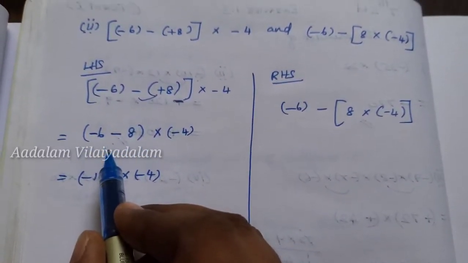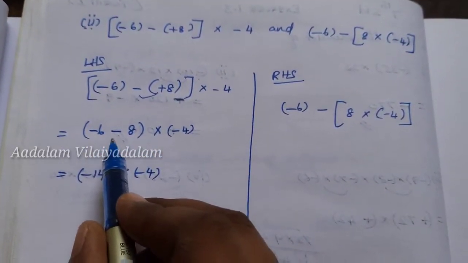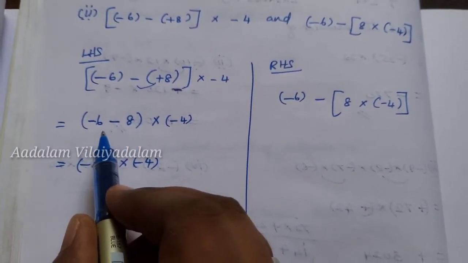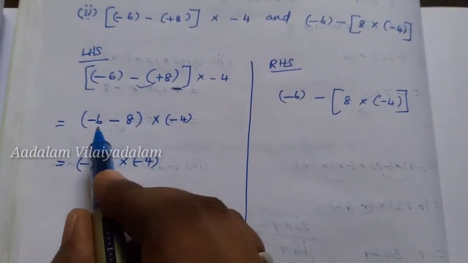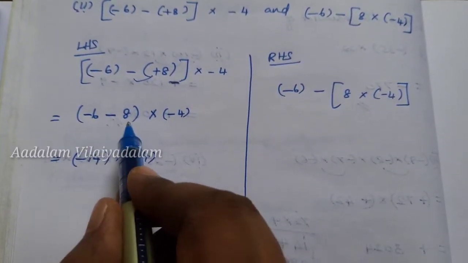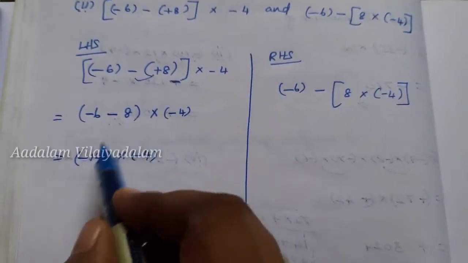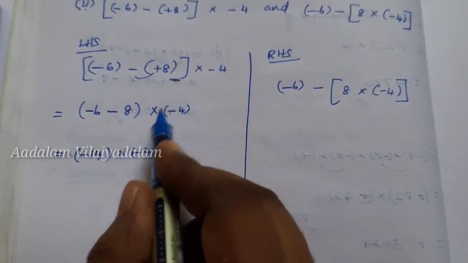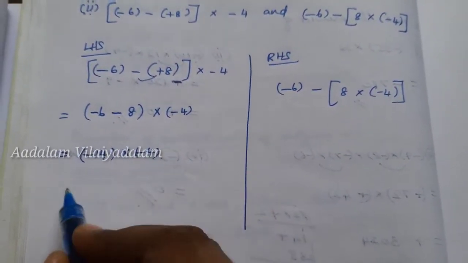If the same sign exists, then do the addition and put the same sign. So add the integers. What happens if we add it? We'll get 14. The same sign is minus 14. Here the remaining value is minus 4.